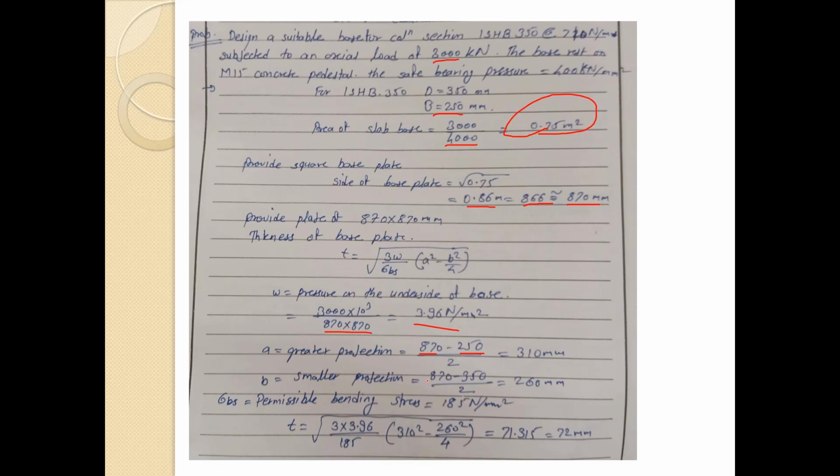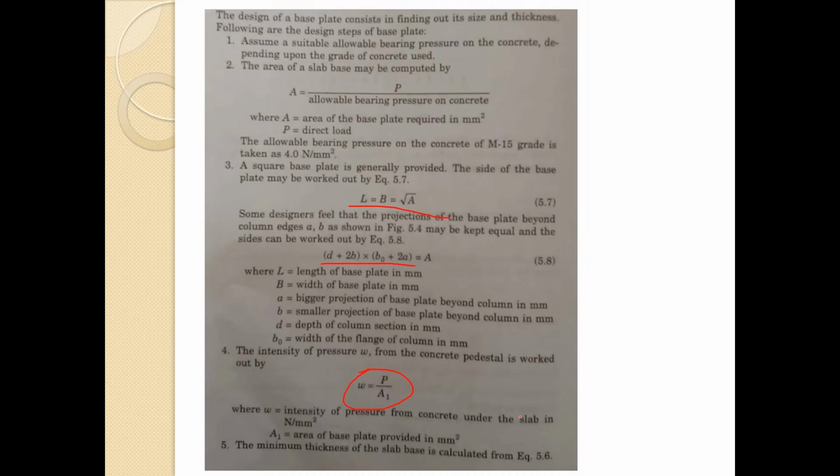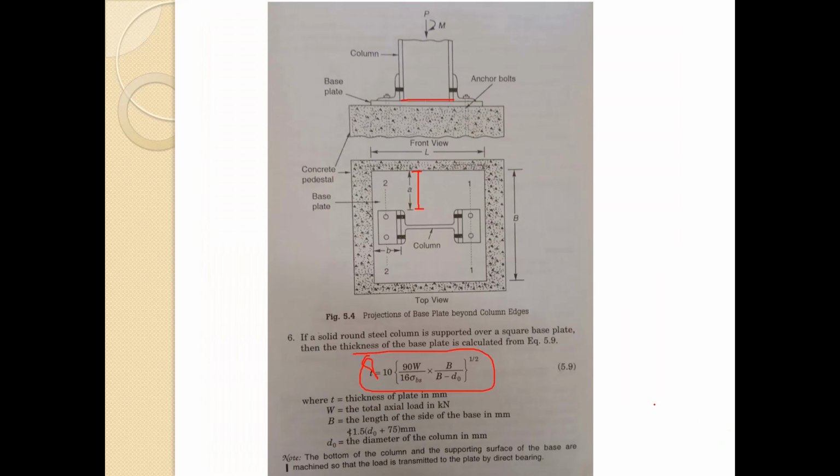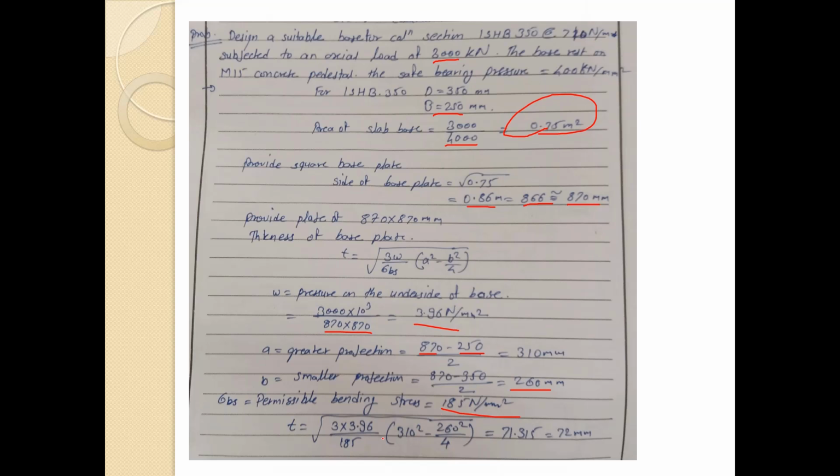In the same way, the smaller projection we are going to calculate: 870 minus 350, that is the depth of the column, divided by 2, we'll get 260. So sigma bs is the permissible bending stress, that is 185 Newton per mm square, as we have seen in this formula. So T becomes under root 3 into 3.96 divided by 185 into bracket 310 square minus 260 square divided by 4. So that becomes 71.315, and we are providing a 72 mm thickness plate.